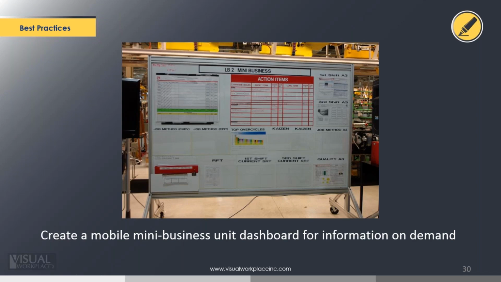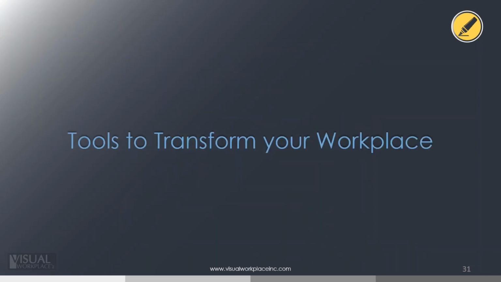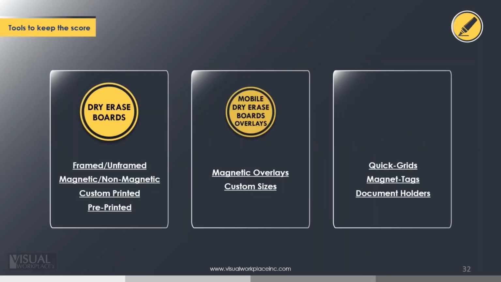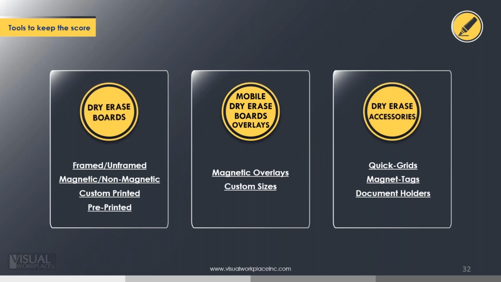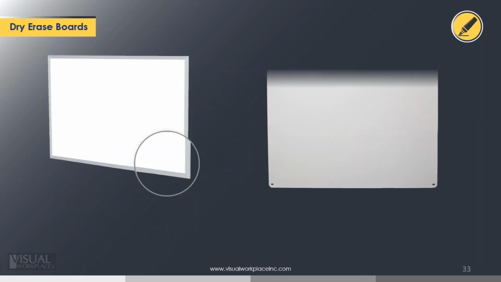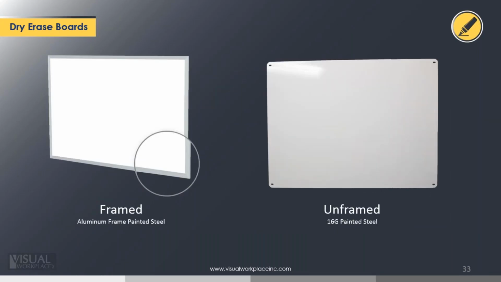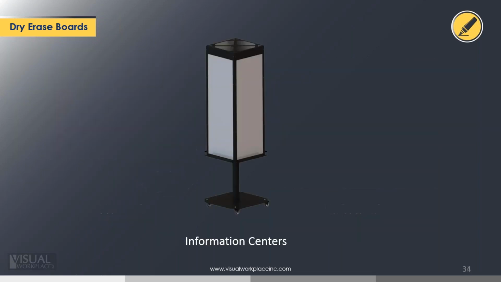Now I'm going to run you through some products that we have for creating these visual dashboards in your facility. We're going to start out with just the straight up dry erase boards. We have framed and unframed, so it gives you a couple of different combinations. Why you would have one over the other: cost. The unframed versions are a little less costly, and if you're putting them in manufacturing, they have the same performance. But it's an opportunity to reduce costs if you're looking for that.